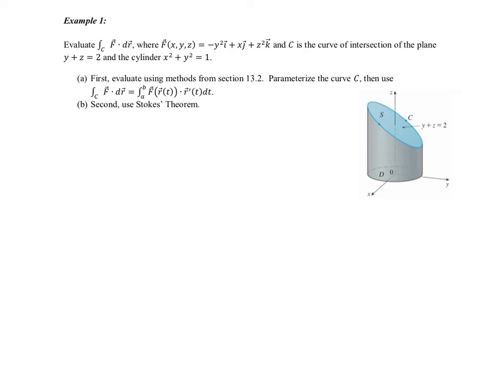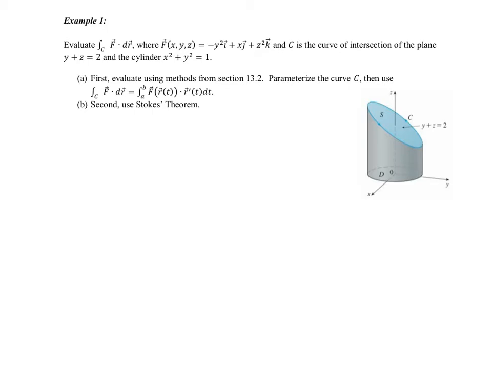This is section 13.7, and we're going to do our first example in our notes for Stokes' Theorem. Before we do Stokes' Theorem, however, we're going to do this problem using techniques from section 13.2. So we're going to evaluate this particular line integral over a vector field where the vector F is negative y squared, x, z squared, and then the curve is going to be the intersection of the plane and the cylinder.